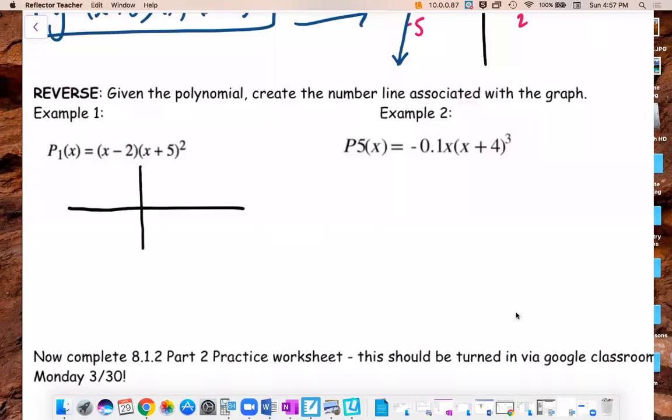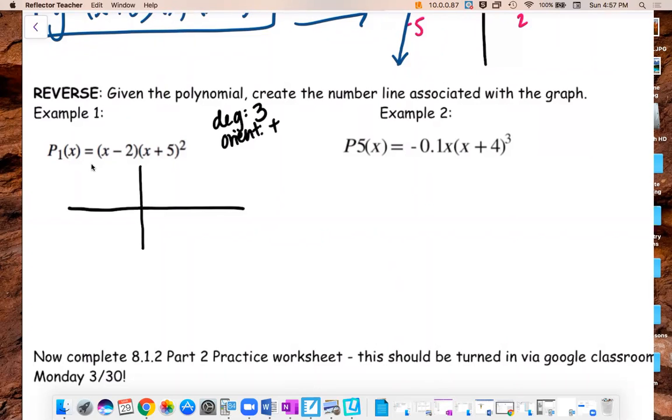Now, in order to do this, remember last class we had to determine degree, orientation, and then what the x-intercepts were and if they bounce, cross, or wiggle. So let's start with degree. So we've got 2 x's here, 3. So this is a degree 3. The number in front is positive. So we have an odd positive orientation. So it's going to start below and end at the top.